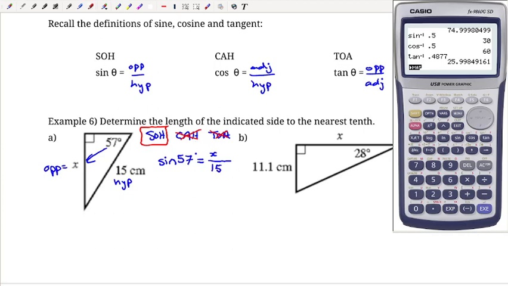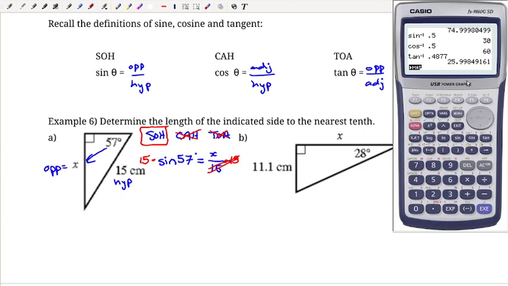So because it's being divided by 15, I'm going to do the opposite, and I'm going to multiply by 15. And what I do to one side, I'm going to do to the other. So 15 times sine of 57 degrees. Going to nicely cancel my 15s, and that's going to give me x.